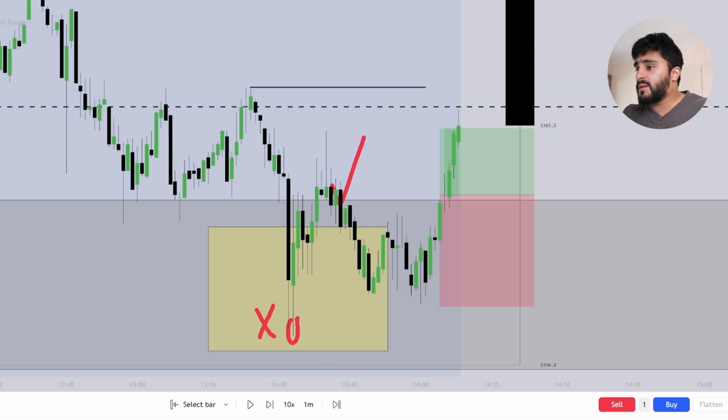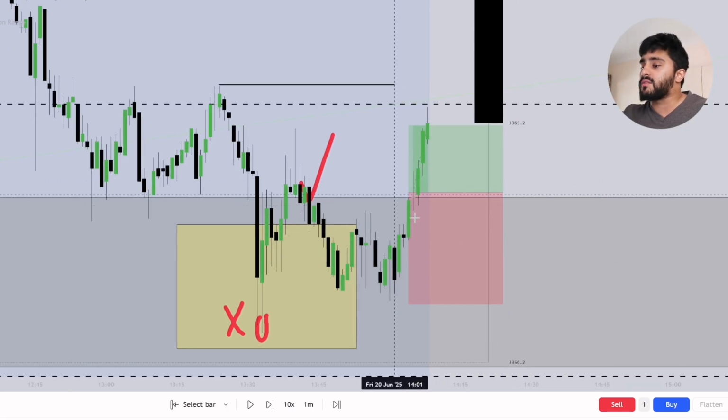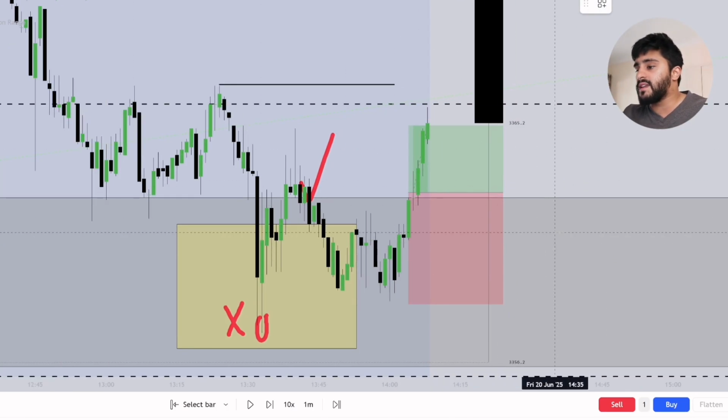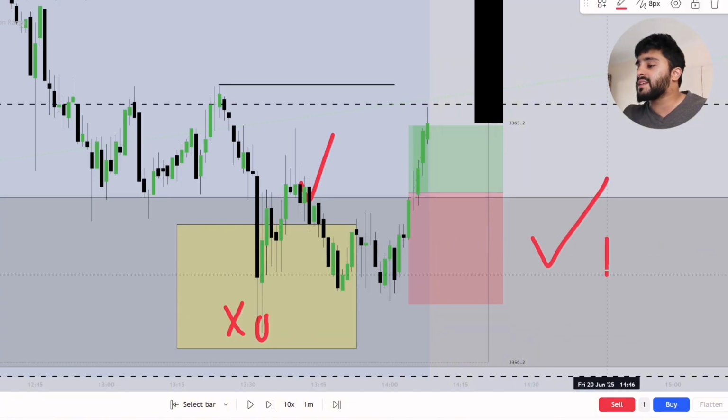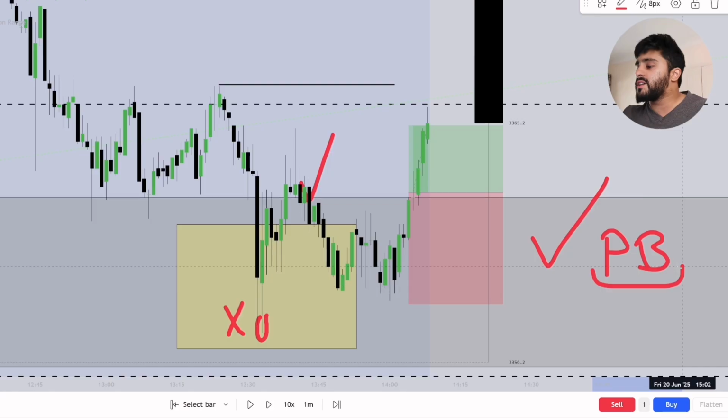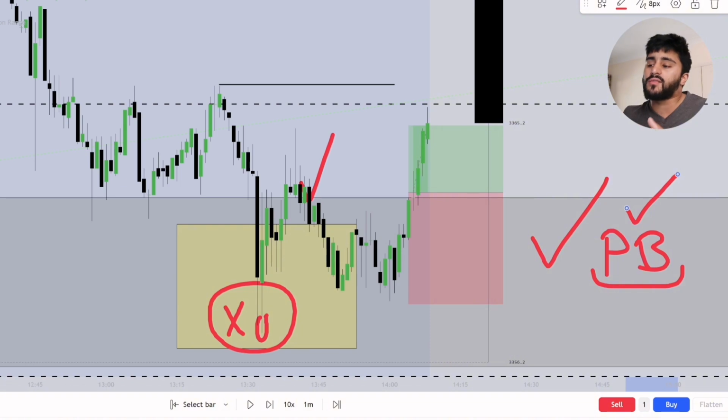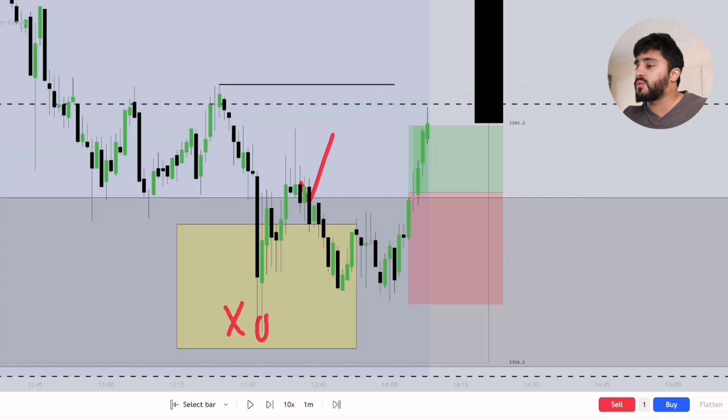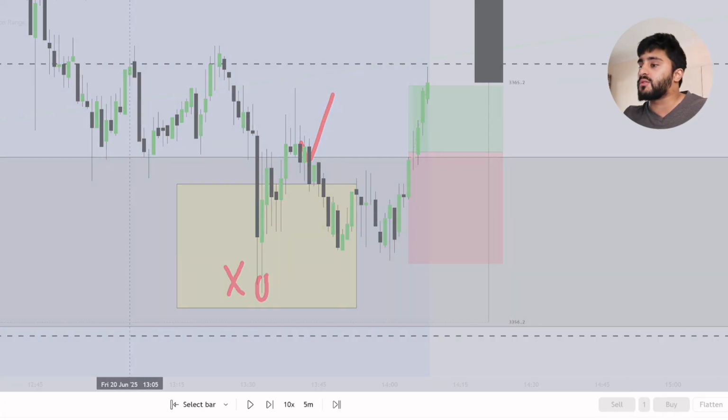So with that being said, I'm happy to take a trade from this region, and the reason why again is because this level has held. Passive buyers are present, so I'm just going to write PB. Passive buyers are present because these aggressive sellers have failed. So this gives us indication that the fair value gap is strong, the demand zone is holding, and it is a valid order block, valid POI, whatever you want to call it. This is what validates our trade.